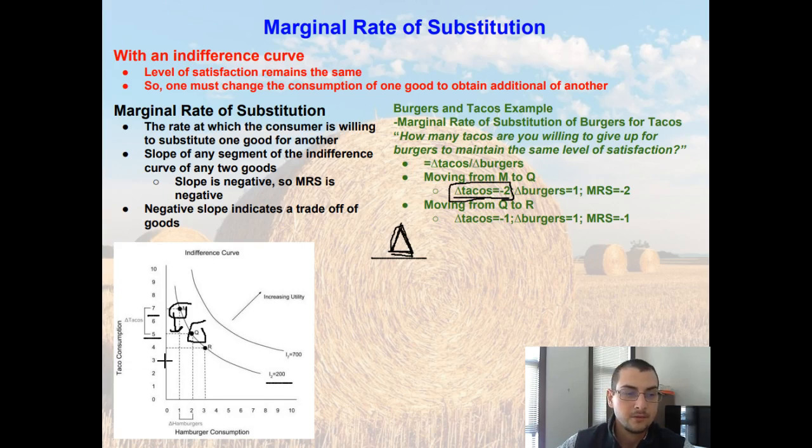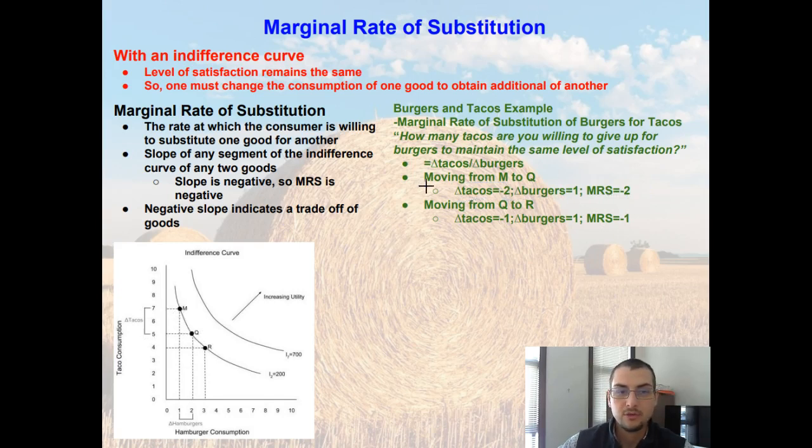Meanwhile, we obtain 1 burger. We have 1 more burger. So if we do equals tacos divided by burgers, then we can see that this marginal rate of substitution is equal to -2.